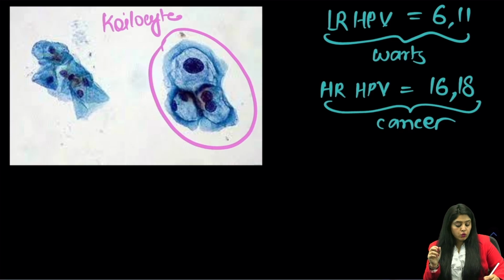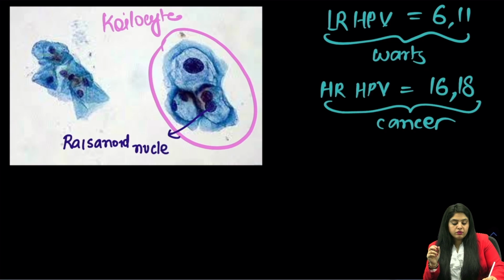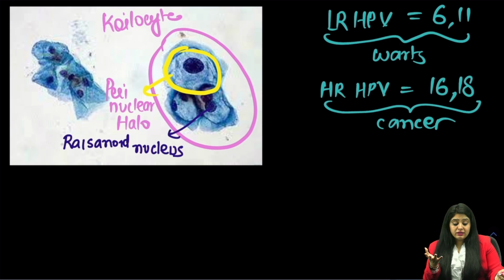What are the features of a coilocyte? They are going to have a very dark nucleus. That dark nucleus is a raisinoid nucleus, and surrounding the raisinoid nucleus, we are going to have a very, very light area. That light area is known as the perinuclear halo. That is a coilocyte. So who has made a coilocyte?